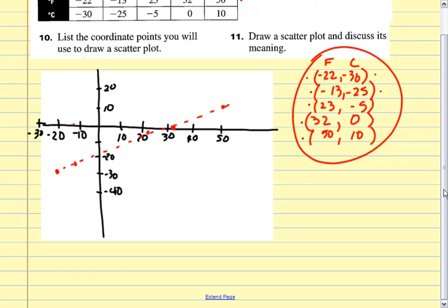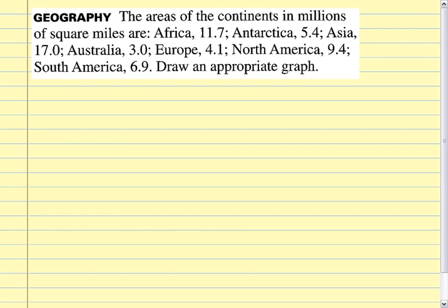Okay? Now, let's see what the next problem is. I don't know if we'll be able to get started on it before this video ends, but I can read it. The areas of the continents in millions of square miles are Africa, 11.7. You know what? I can't read it that fast. We'll pick this one up on the next video, all right?